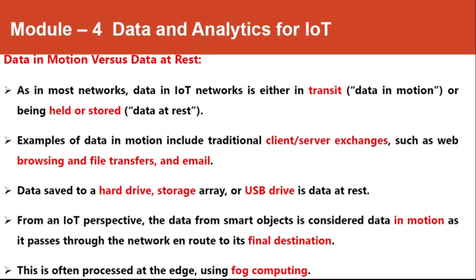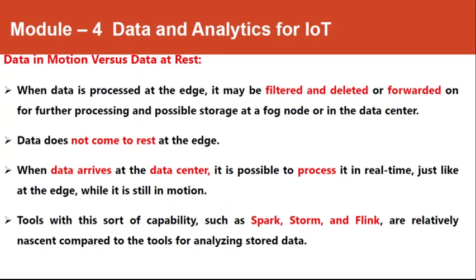From an IoT perspective, the data from a smart object is considered data in motion as it passes through the network en route to its final destination. This is often processed at the edge using fog computing. When data is processed at the edge, it may be filtered and deleted, or forwarded on for further processing and possible storage at the fog node or at the data center. Data does not come to rest at the edge.